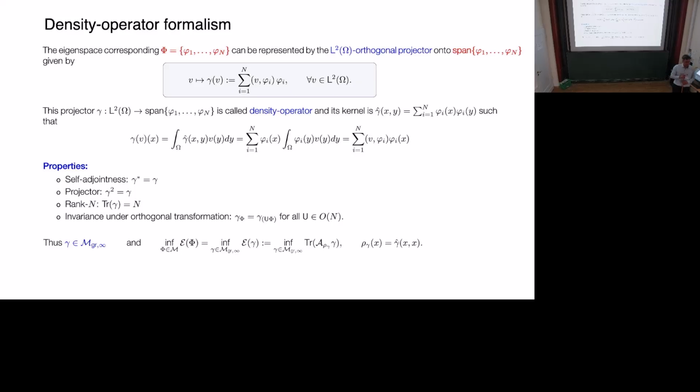Yes? Yes. And why is the trace of gamma finite there? This one? Yes. Well, I assume here that I'm in this manifold.